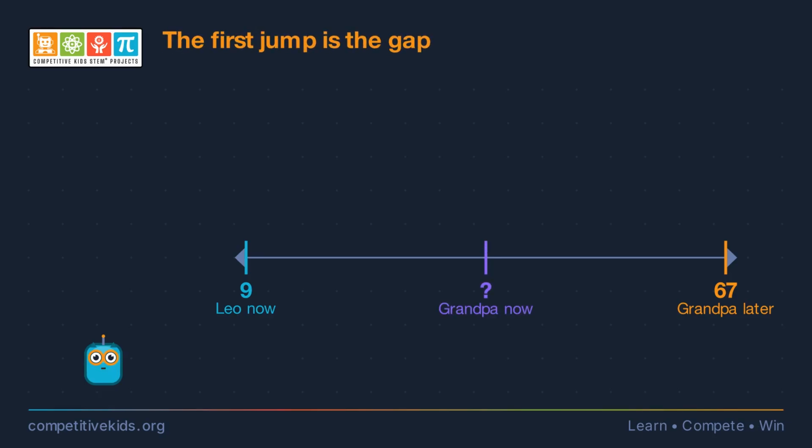Now here's the clever part. Somewhere in between sits Grandpa's age right now. Watch the jump from Leo today up to Grandpa today. That jump is the gap between their ages. It is how much older Grandpa is than Leo.